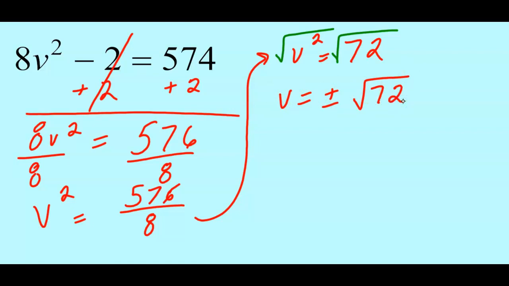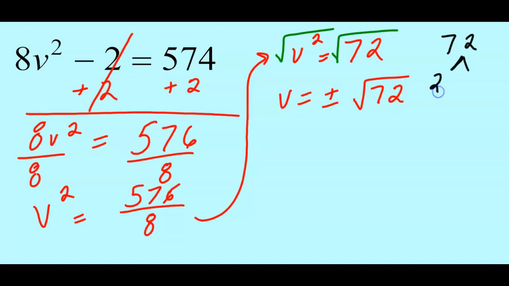So 72, you want to look for a perfect square that divides into it. It's not a perfect square itself, but a perfect square might go into it. If you are having trouble finding the perfect square that goes into it, we can go ahead and make a factor tree. You always want to start off with your smallest prime number, which is 2. I see that 72 is even, so I can definitely divide it by 2.